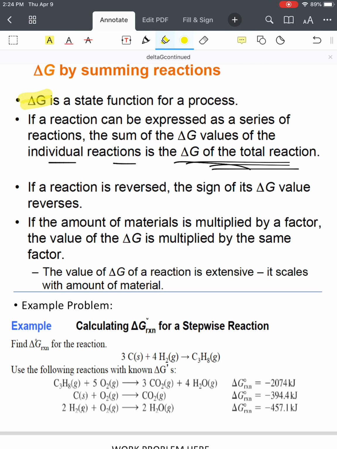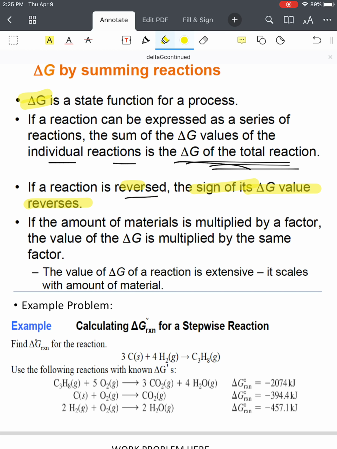Now there are some rules that we want to kind of remind ourselves of. It turns out these rules are also very consistent and similar to the ones that you learned for delta H back in chapter 6, okay? Sometimes you might have to reverse a reaction, and guess what? If you reverse a reaction, the sign of delta G reverses. So if it was positive, you make it negative. If it was negative, you make it positive. You do that when you reverse a reaction, okay? That's the reaction reversal rule.